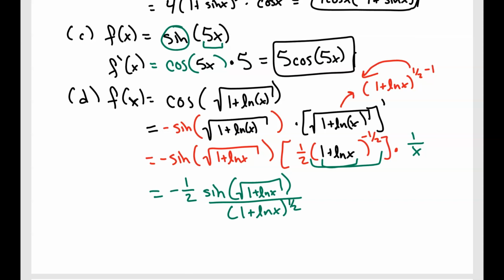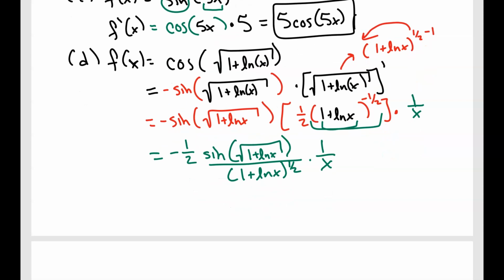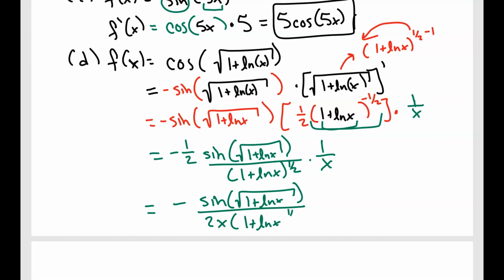And then you have this x also, 1 over x is going to be on the bottom. You can write it like this. Okay. And if you want to further simplify it, it will be negative sine of the square root of 1 plus ln of x, divided by, there's a 2 on the bottom, there's an x on the bottom, and there's a 1 plus ln of x to the power of 1/2. Okay, and that will be my final answer.